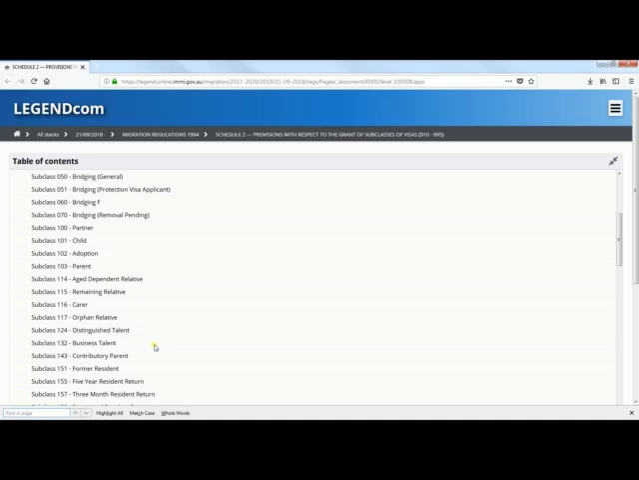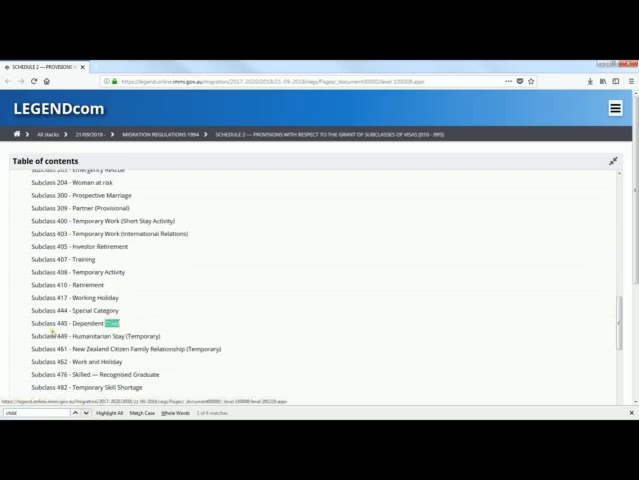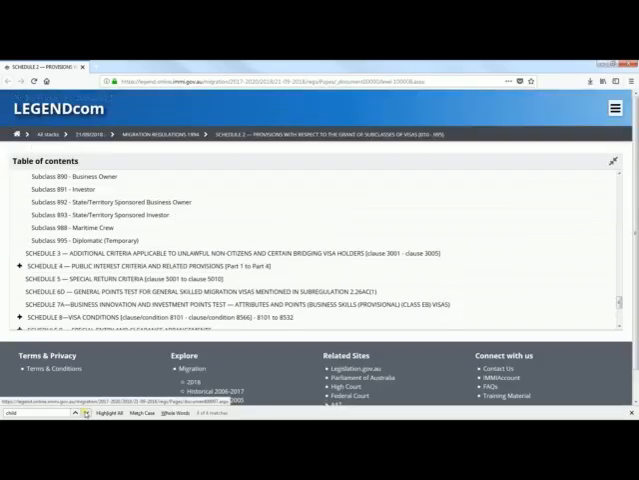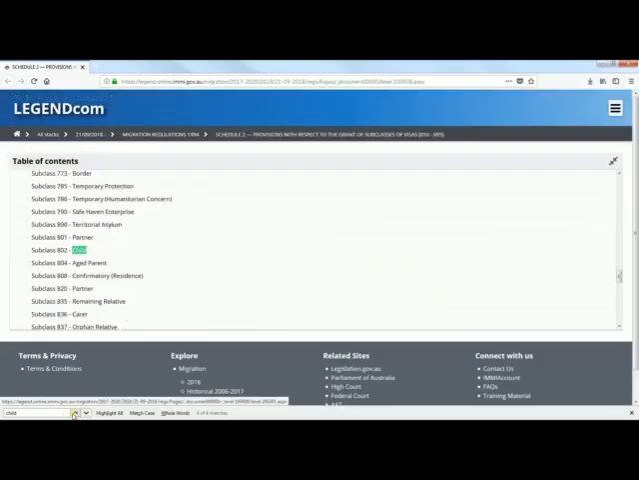So for examples, where is the client? Is he in Australia or outside Australia? Let me give you a quick example: the child visa. Subclass 101 is a child visa. We have another child visa as well: 445 dependent child, and 803 another child visa. So they all have different types of visa.